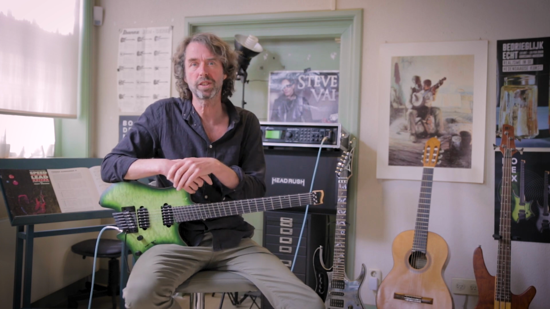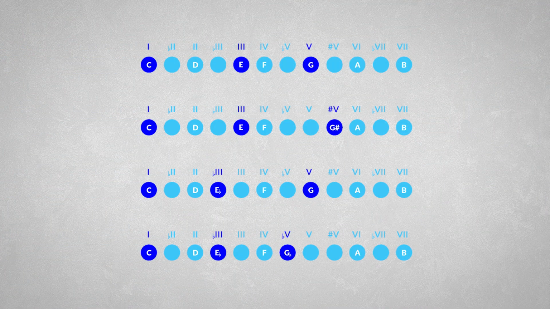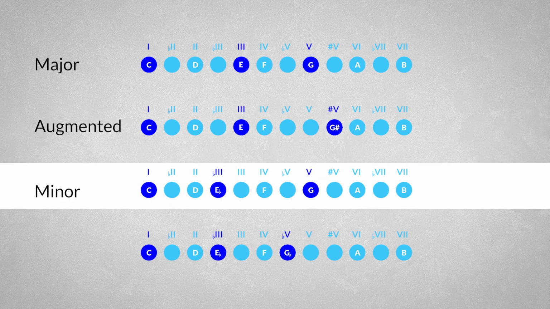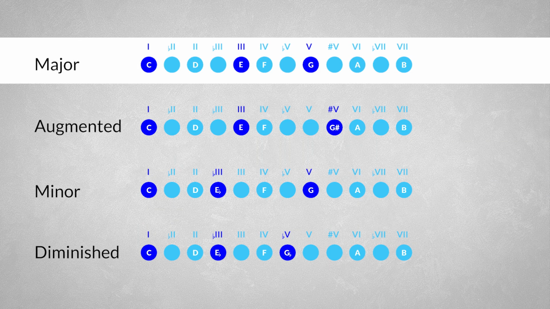First, let's do a quick summary of the 7 chords. You can skip to the next chapter if you already know the structure of these chords. 7 chords are built on a major, augmented, minor or diminished triad. The 7 chords on the major triad are the major 7 and the dominant 7 chord. The major 7 chord has a major 7th degree and the dominant 7 chord has a minor 7th degree.